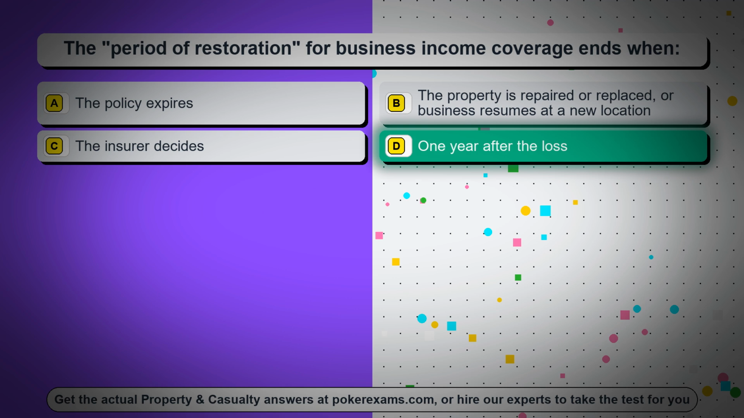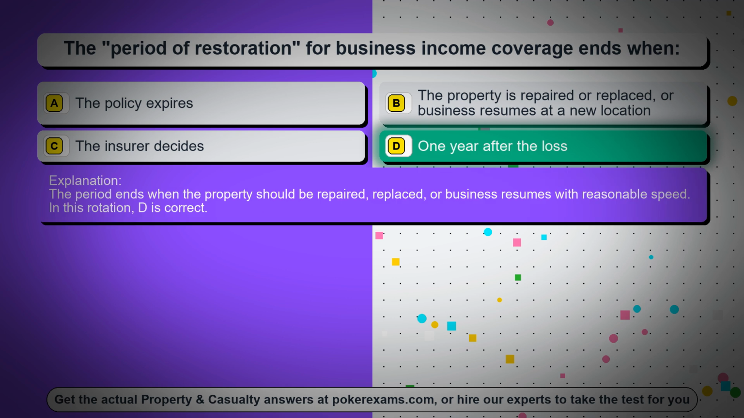The correct answer is option D. 1 year after the loss. The period ends when the property should be repaired, replaced, or business resumes with reasonable speed. In this rotation, D is correct.